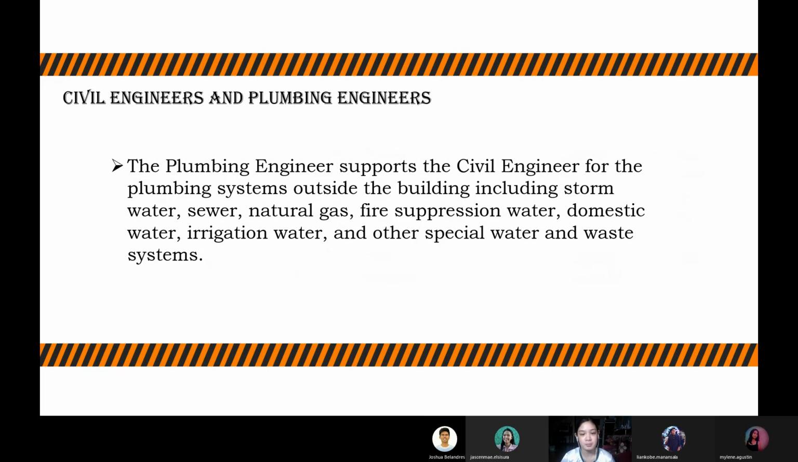The plumbing engineer supports the civil engineer for the plumbing system outside the building, including storm water, sewer, natural gas, fire suppression water, domestic water, irrigation water, and other special water and waste system. Like electrical engineers or other engineers mentioned earlier, plumbing engineers are also important to work with a civil engineer because it helps to ensure the safety and the right place of the water pipes, septic tank, and other water and waste system. Yun lang po and thank you so much.